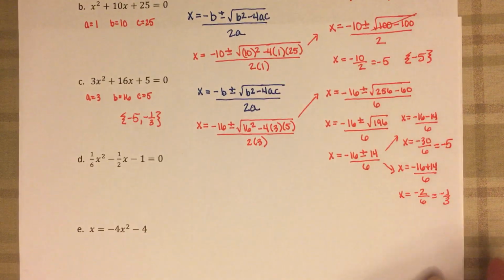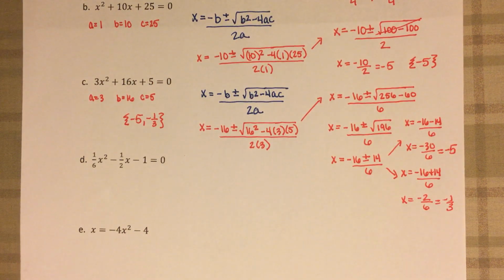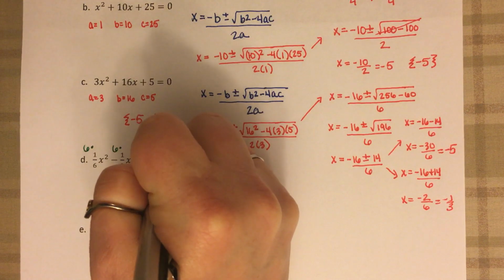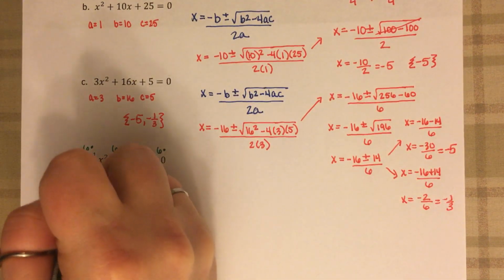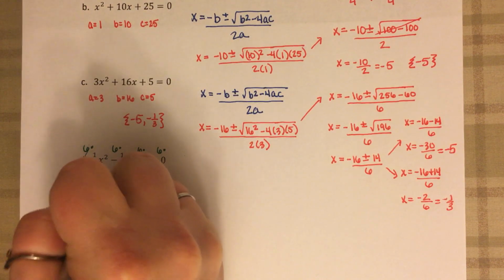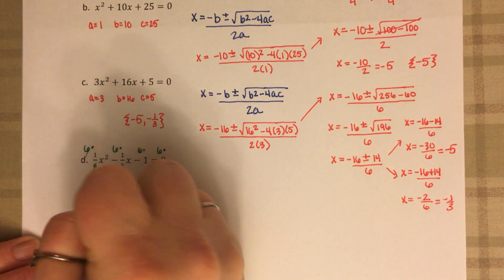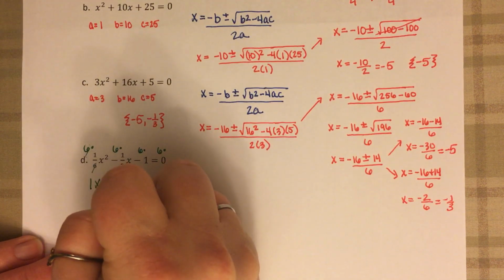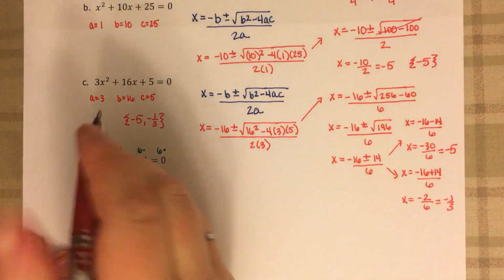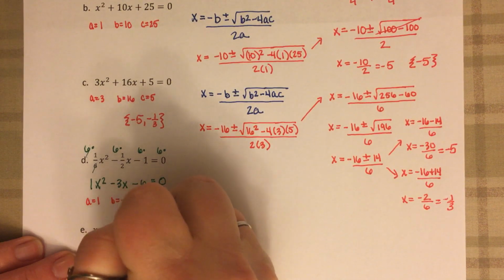Right. I chose D because we see something that has a few fractions in here. So before we start, we're going to multiply by our LCD. So we're going to multiply everything in this problem by 6. Right, so our 6 times our 1/6, our 6's are going to cancel. And we're left with 1x squared. 6 divided by 2 is going to give us a negative 3. So we have a negative 3x. 6 times negative 1 is negative 6. 6 times 0 is 0. This is going to give us a equals 1, b equals negative 3, c equals -6.